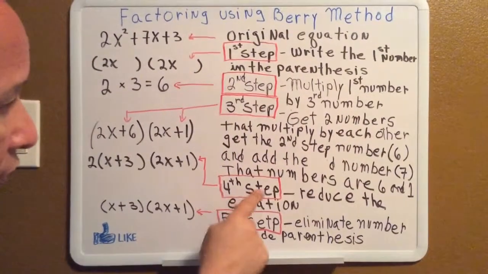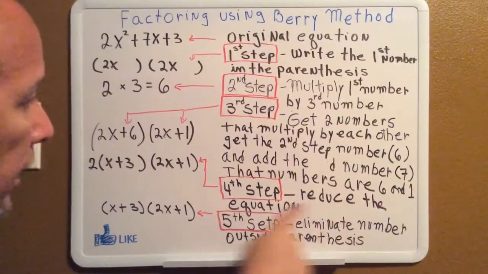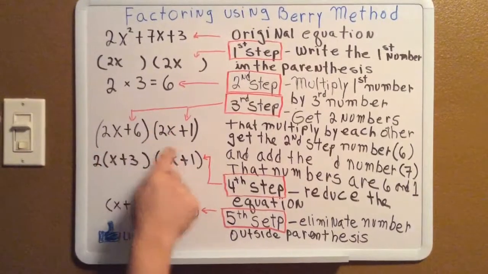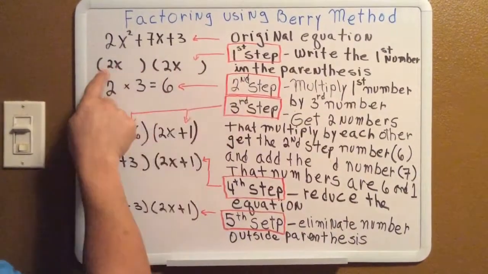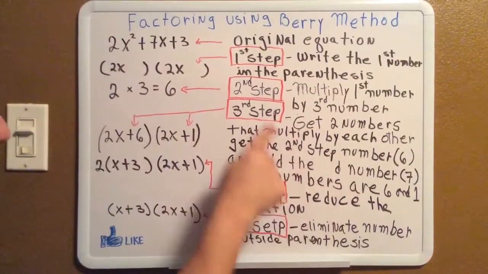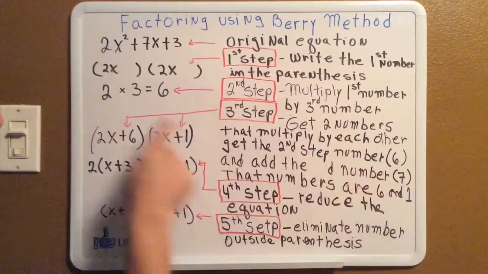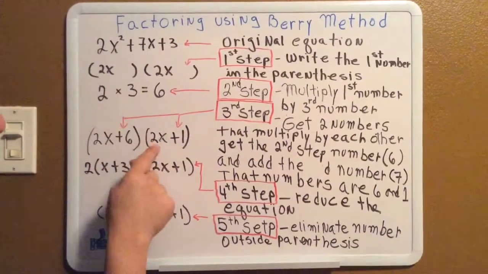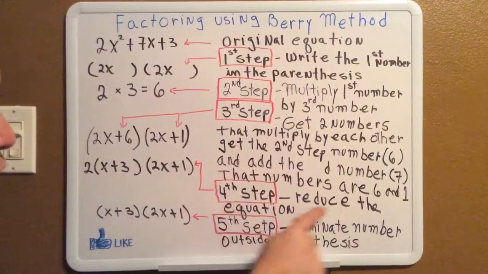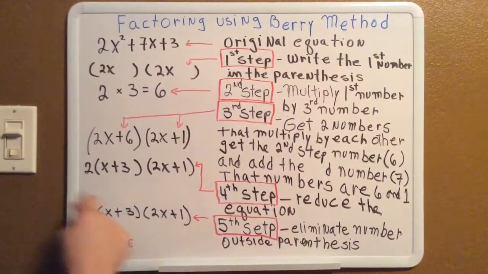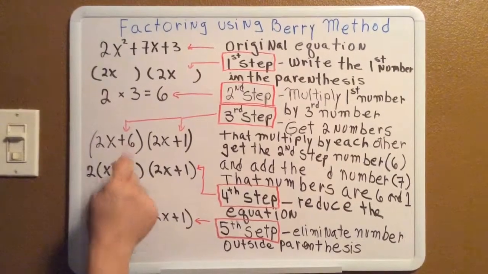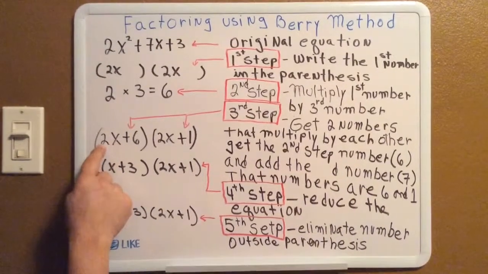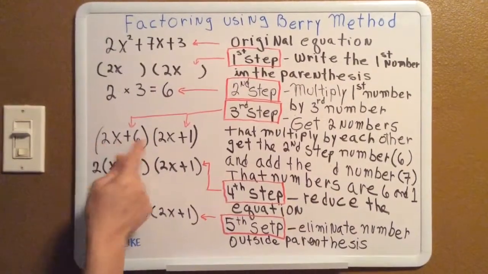Now moving to the fourth step, we have to reduce the equation. The equation will convert our first step number, 2x, and our third step numbers, 6 plus 1. Now we get 2x plus 6 and the other factor 2x plus 1. Now we have to reduce the equation. Why reduce? Because number 2 and number 6 have a common factor. In the example, number 2 is the common factor between 2 and 6.